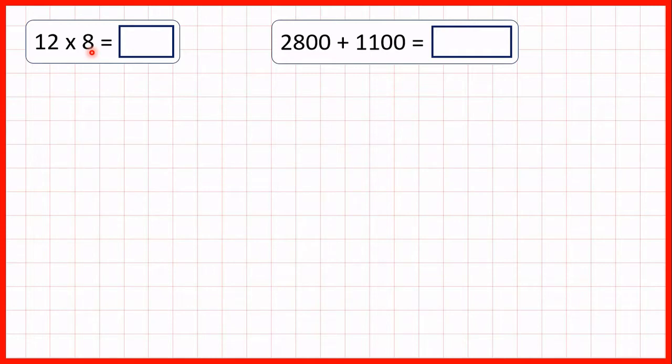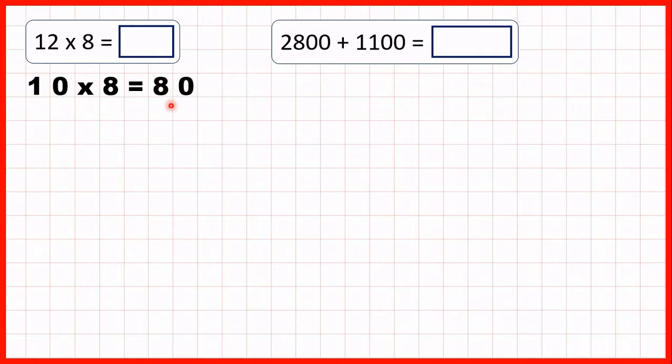12 times 8. Well, 10 times a number is easy to work out. We should know 10 times 8 is 80, just put a 0 on the end when you're multiplying 10 by a whole number.